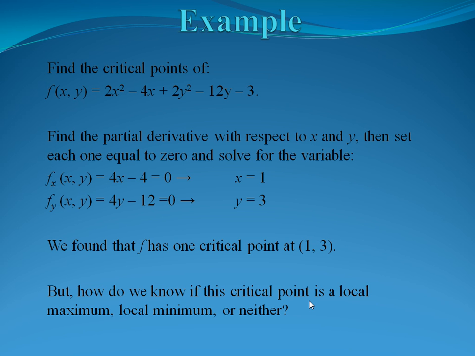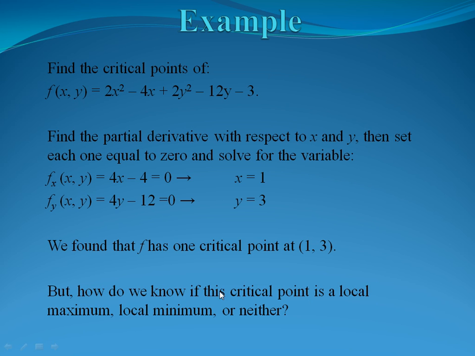So let's start with an example. We want to be able to first find critical points. That's going to be our first basic thing that we need to do in order to classify them. So let's say we have the function 2x squared minus 4x plus 2y squared minus 12y minus 3. In order to start talking about critical points, we're going to need to calculate the first partial with respect to x and the first partial with respect to y.